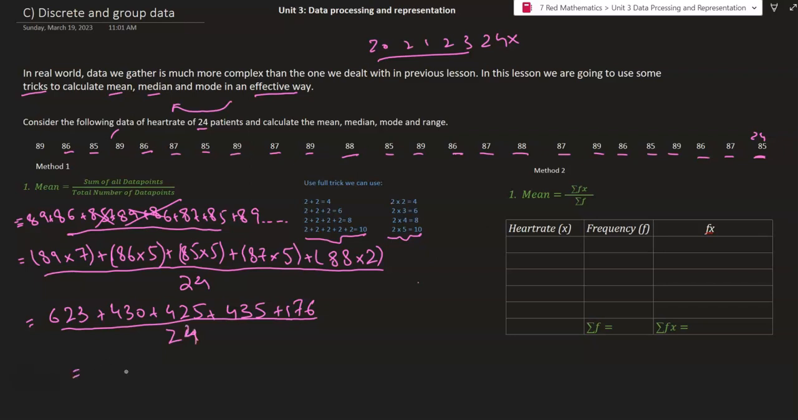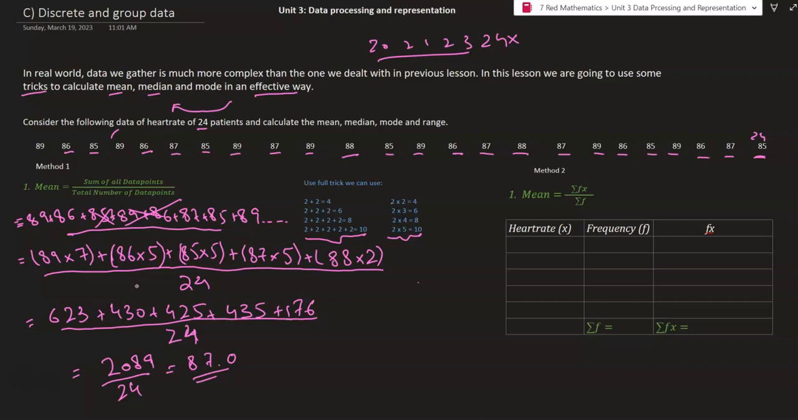The total is basically 2089. All of this adds up to 2089, and divided by 24, I will get 87.0. So this is the mean of all of this data. Rather than writing 89 seven times, 86 five times, 85 five times, 87 five times, and 88 two times, I just multiply each value with its frequency. And so this is method 1.